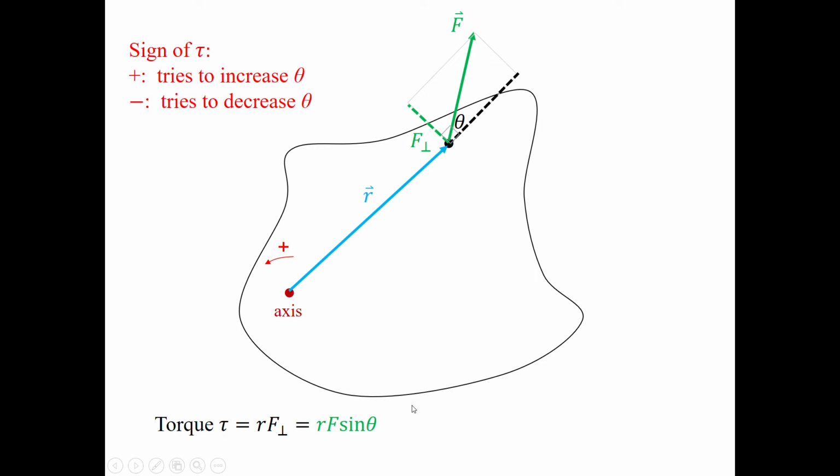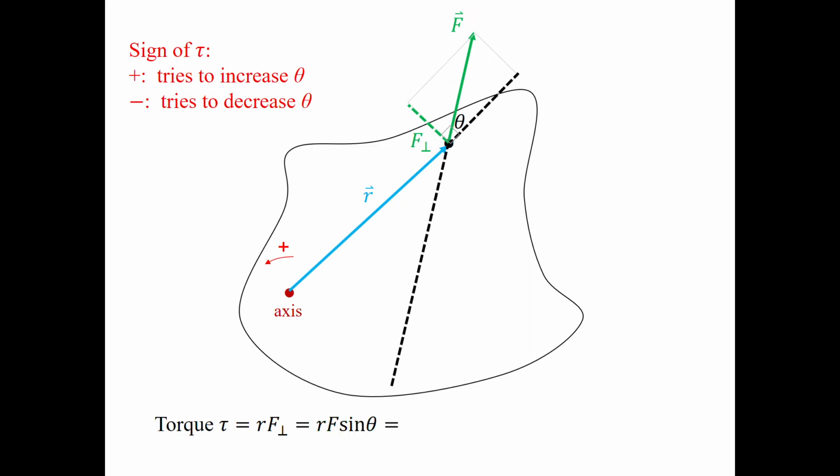So written in terms of that angle theta, and sometimes this is useful, the torque is the magnitude of the r vector times the magnitude of f times the sine of the angle between r and f. There's yet a third way to write it, which is sometimes more useful, and in fact I tend to use this one more often than the other two.